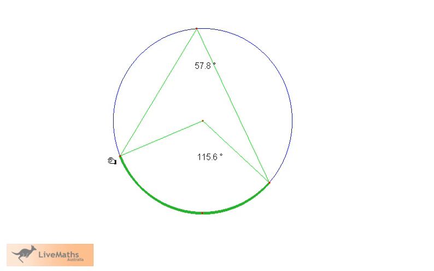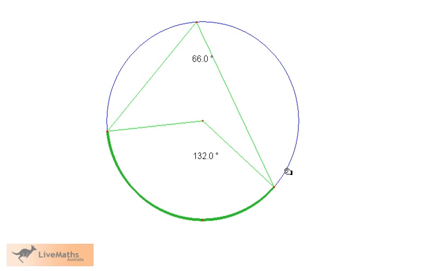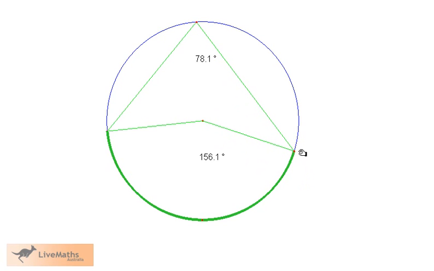If we change the arc, we change the angle. But note that relationship stays the same. The angle subtended at the circumference is still half of that subtended at the middle. And this will stay the same, however we change the angle by moving the arc. Twice 78.5 is 157. So the angle at the center is always double the angle at the circumference.